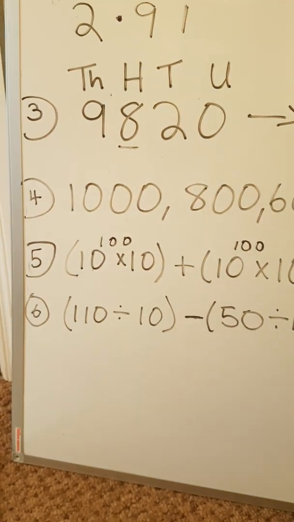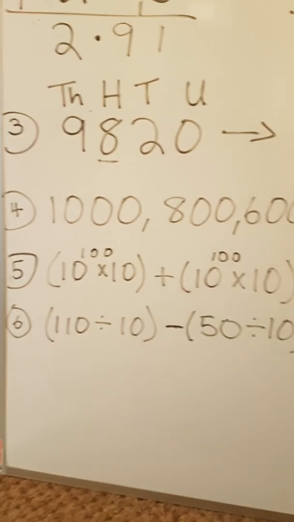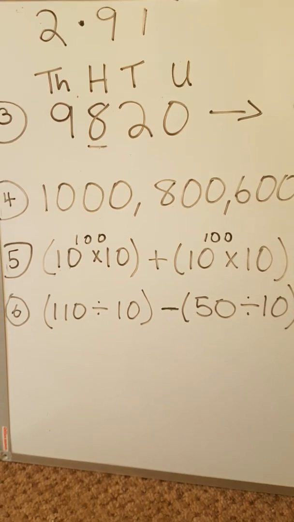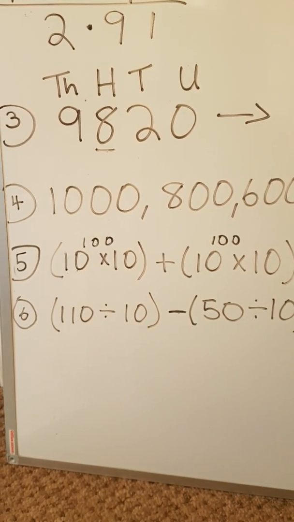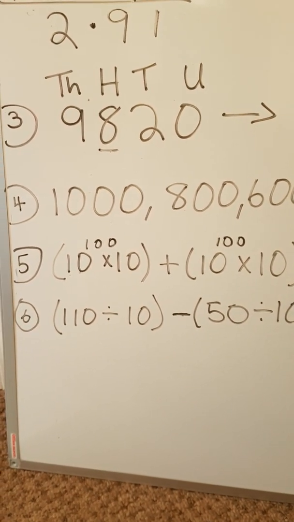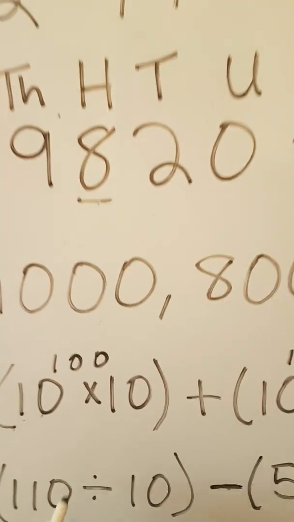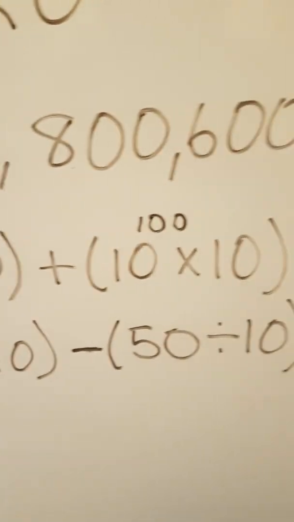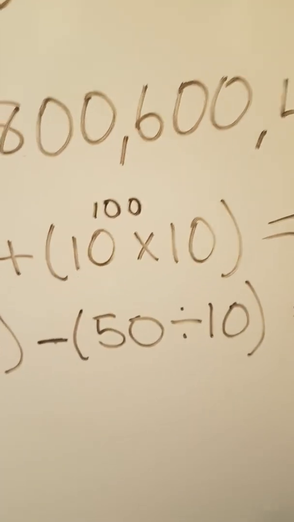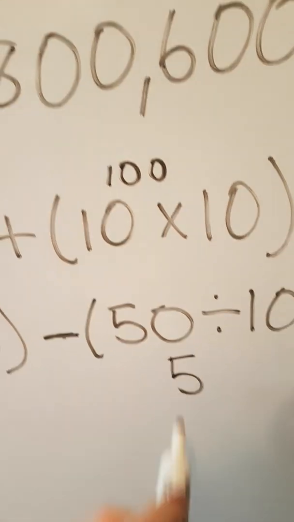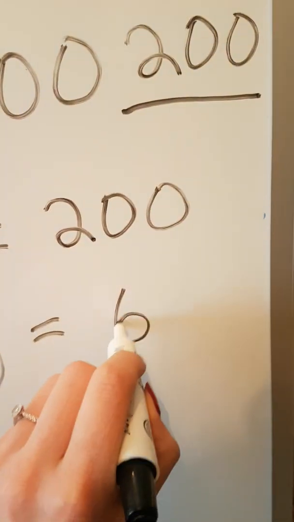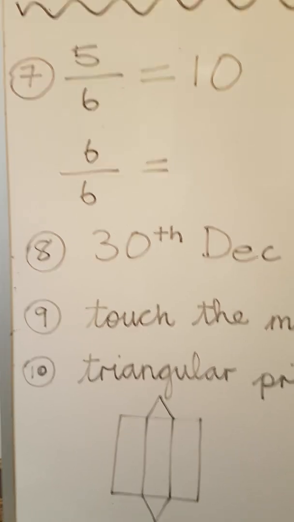Question 6 then is quite similar. We have brackets, but this time in the brackets there is dividing, and it's a minus sum then. So doing the brackets first, 110 divided by 10. So remember, when you're dividing by 10, you can just knock off the 0. So that would be 11. And then 50 divided by 10. Again, I can knock off the 0. That's 5. So it would be 11 minus 5, which is 6.